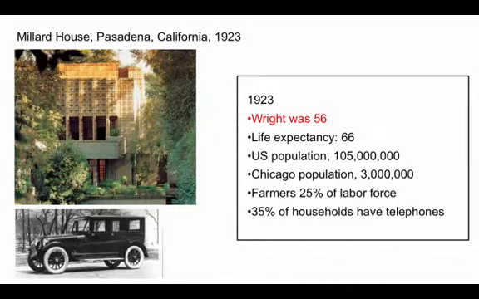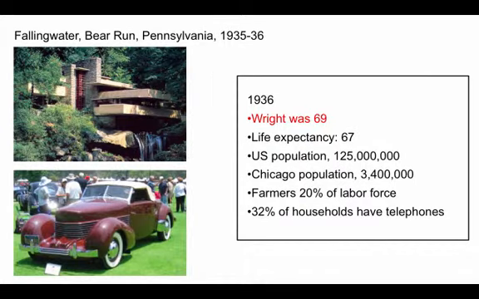1923, really modern looking houses. Cars are sort of getting there. Population is over 100 million. Chicago's 3 million. Probably even today would be one of the 5 largest cities in the US. And 1/3 of all people have telephones. Time of Fallingwater. This is a Cord automobile. Frank Lloyd Wright liked those. He had a lot of those. Population 125 million. 1/3 have telephones.